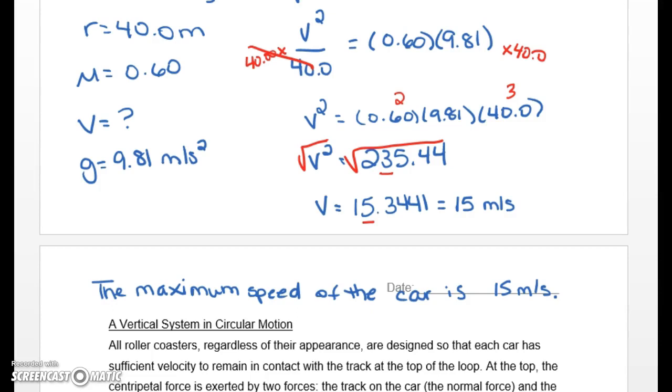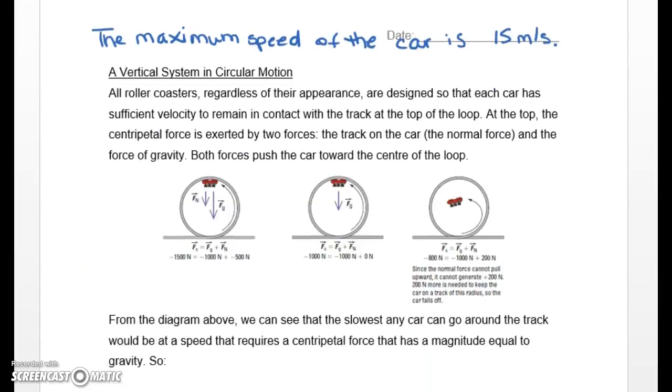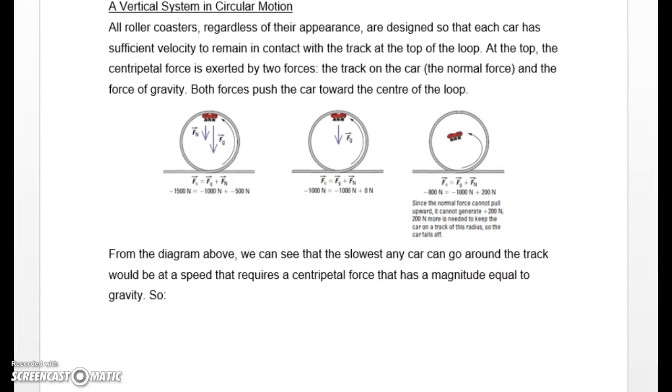All right, so now we're going to move on to the vertical system when we're talking about circular motion. All roller coasters, regardless of their appearance, are designed so that each car has sufficient velocity to remain in contact with the track at the top of the loop. At the top, the centripetal force is exerted by 2 forces. So there's the track of the car, which is your normal force, pushing it outward, and then the force of gravity, which is pulling it down. So both forces push the car towards the center of the loop.